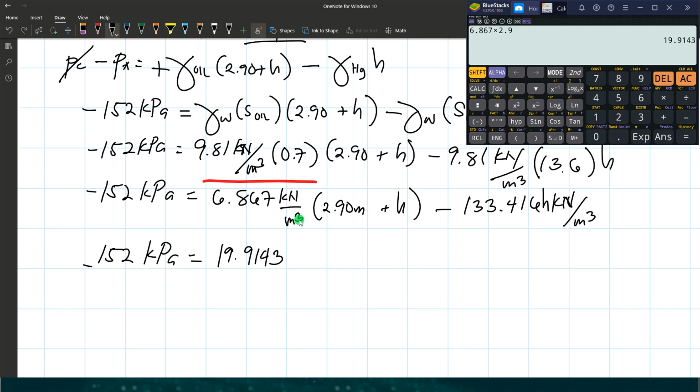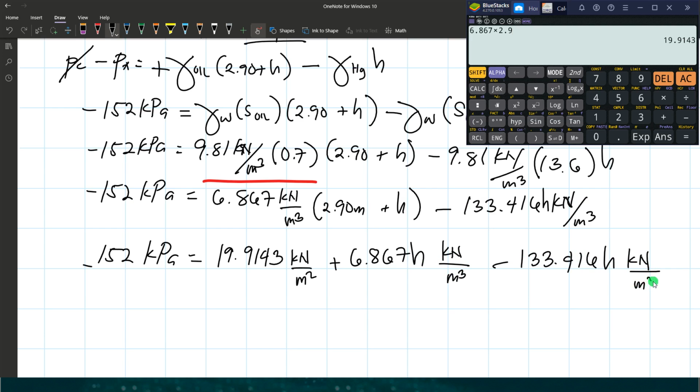19.9143, so the unit will be kilonewton per square meter. Then multiply again 6.867 to each, just multiply by H, unit kilonewtons per cubic meter. Minus, we have 133.416 each, kilonewtons per meter.